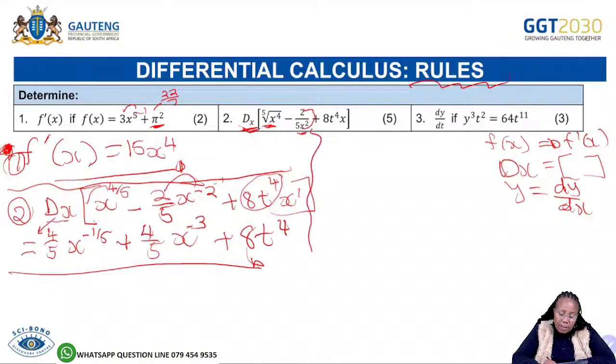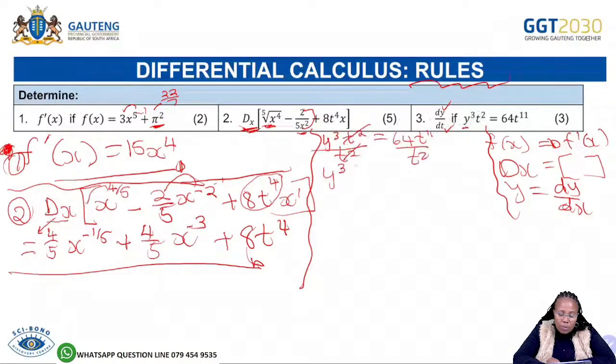And then for number 3, remember we are deriving y in terms of t now. So that means y must be the subject of the formula there. So now let's do that. Start by simplifying. We are going to divide both sides. It's y cubed t squared equals 64 t to the power 11. Divide by t squared both sides. T squared, t squared cancel, y cubed. And then t to the power 11 divided by t squared, it will be 11 minus 2, which is 9. Then it's 64 t to the power 9.